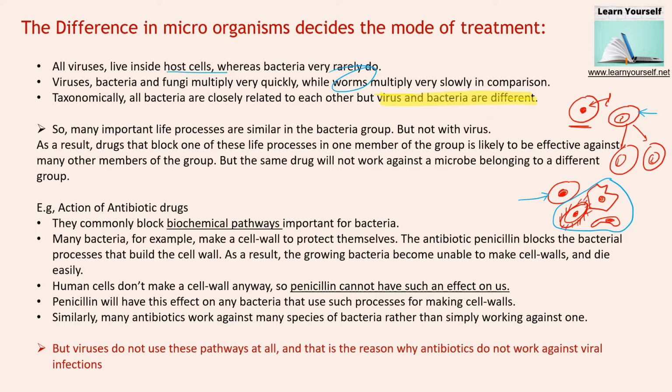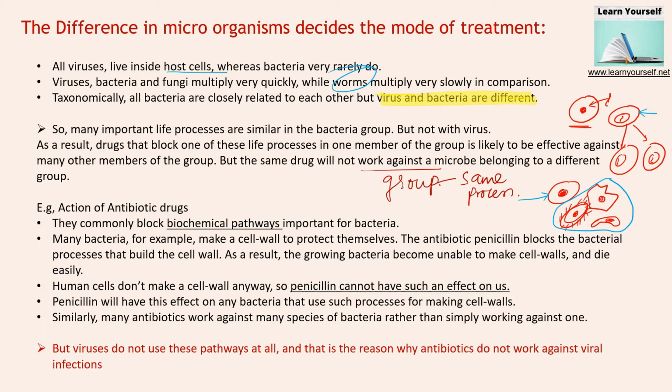But this is only possible when the group is the same, because within the same group they follow the same processes. So if they belong to the same group, then the same drug will work on them. But if the group differs, then the same drug will not work, because their metabolic processes or pathways will differ. Now let us understand this with an example: the action of an antibiotic drug.